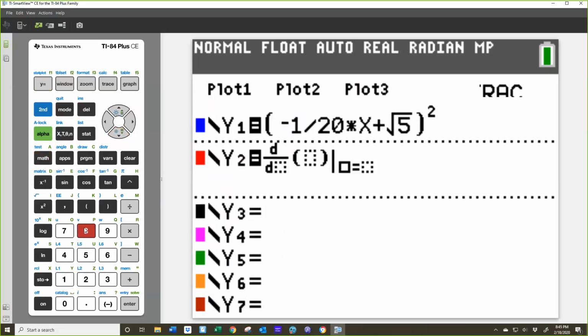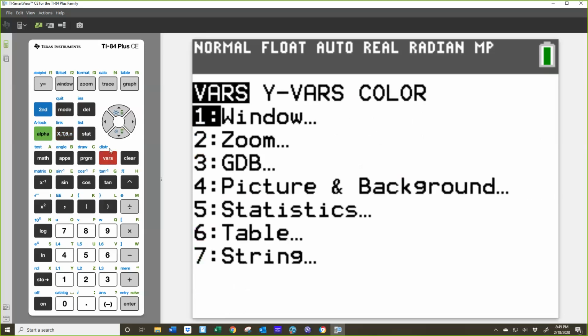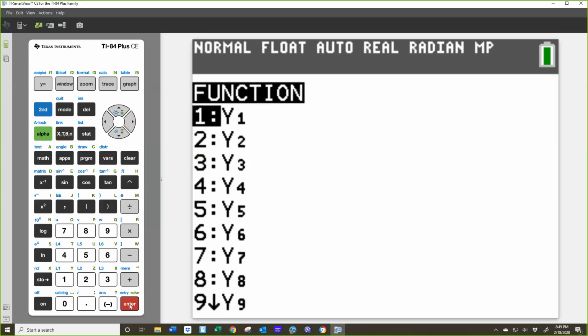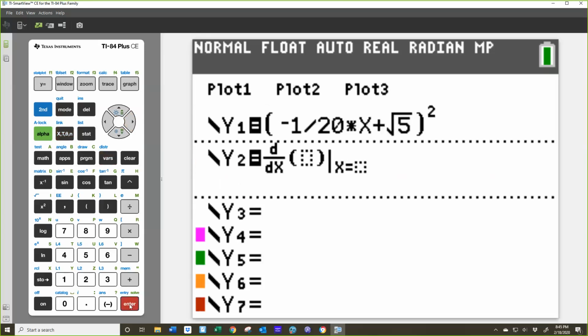And so I want a derivative with respect to x, and I want to take the derivative of my solution, which is the expression in y1. So I need to find y1, which is under variables, and it's a y variable, and it's in function notation. And so there's my y1. And then I am going to do something that's a little bit unusual here, but I'm going to graph for all x. So I'm going to have x equals x.